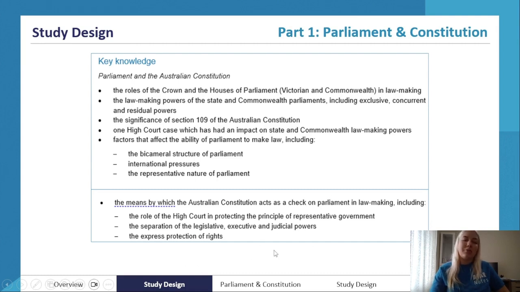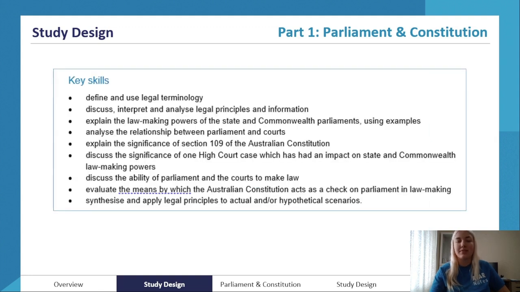And then the express protection of rights. So there are five express rights for all the people in Australia that are enshrined in the Constitution and they cannot be taken away, such as the right to freedom of religion, the right to not be discriminated against based on your state of residence, so which state you live in, and free interstate trade as just some of the examples. You will need to know all five as well as their respective sections.